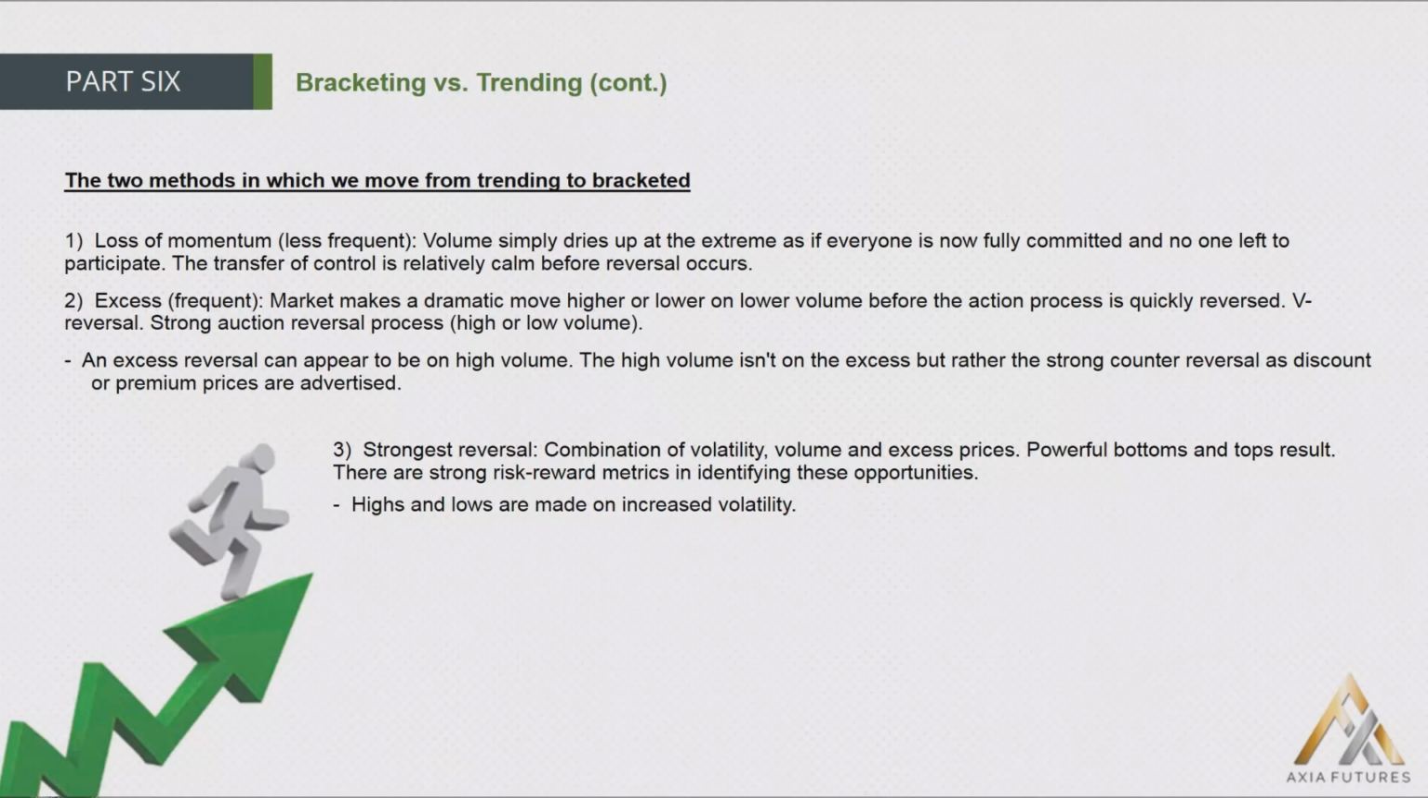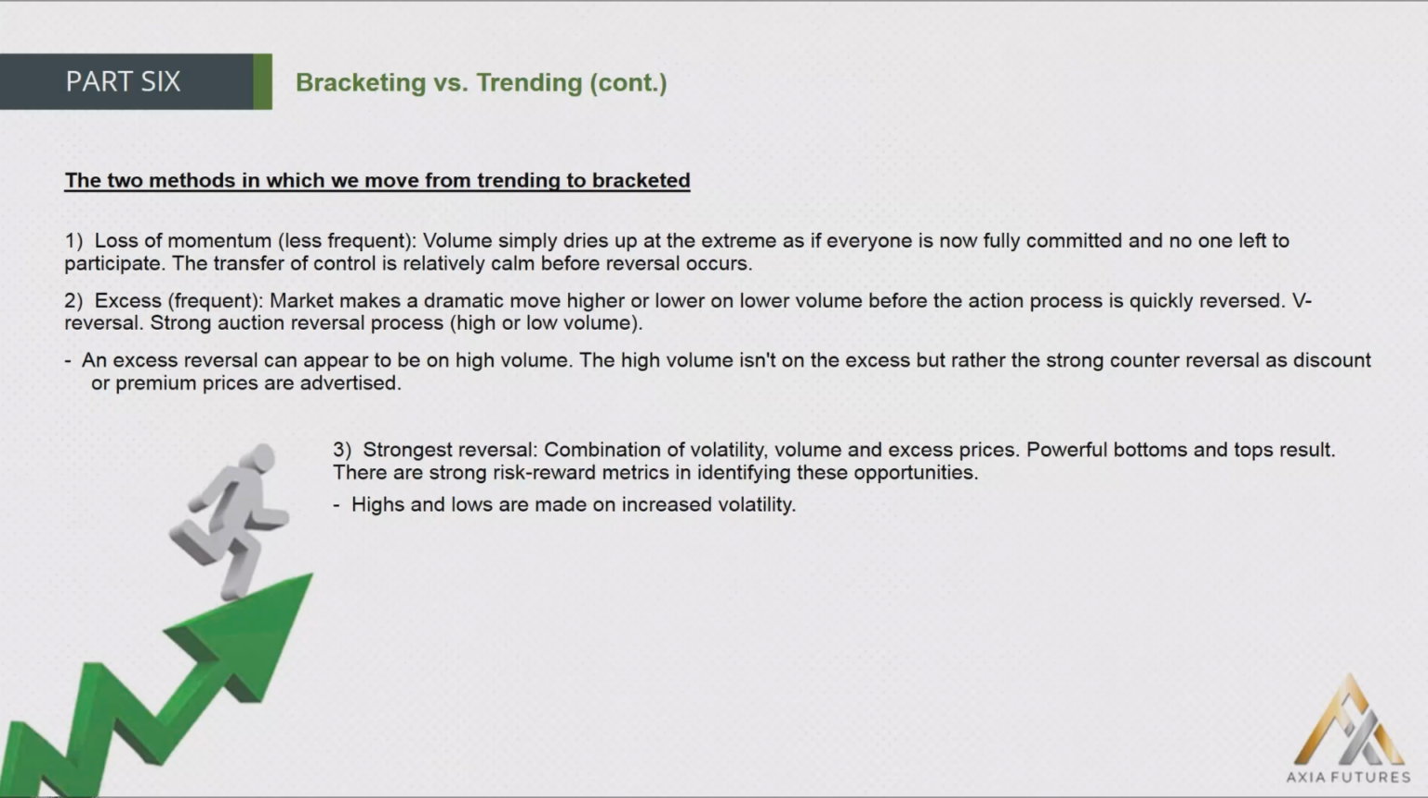And so effectively we get quite a strong auction reversal process, and this can be done. It doesn't have to be on low volume, it can be on high volume, but we tend to see this done on relatively average volume. So this is our second kind of top, which we'll talk about. Now, a more almost dramatic and exciting excess top would be our third example.